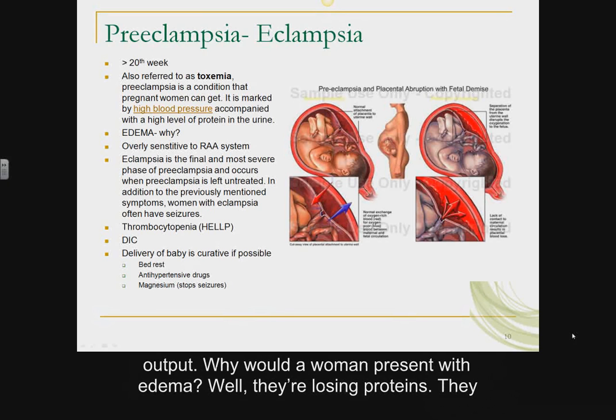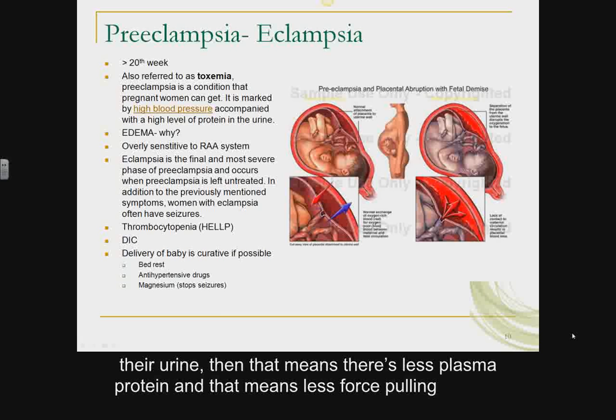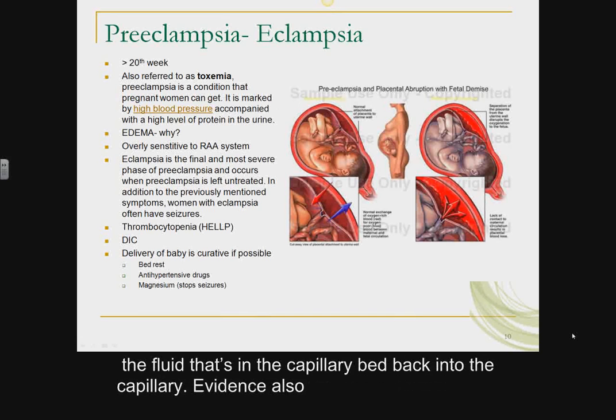Why would this woman also present with edema? Well, they're losing their proteins in the urine. They're going to lose their colloid osmotic pressure. Remember that? If they're losing the protein in their urine, then that means there's less plasma protein, and that means less force pulling the fluid that's in the capillary bed back into the capillary. Evidence also suggests that these women are overly sensitive to the RAA system.